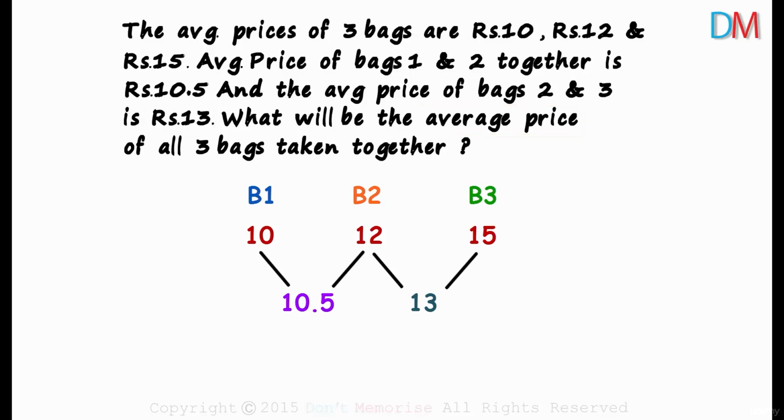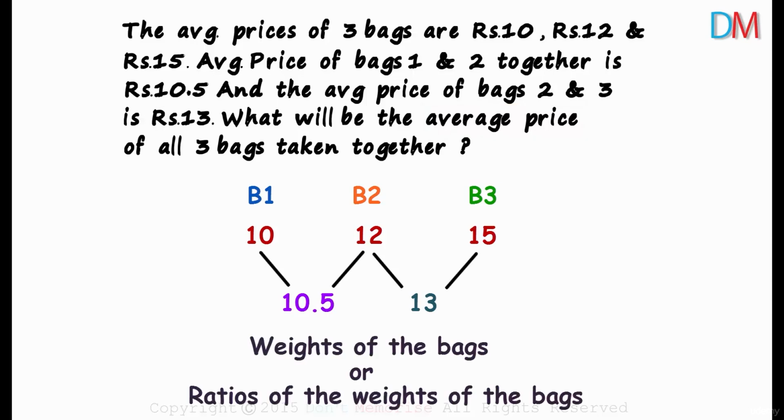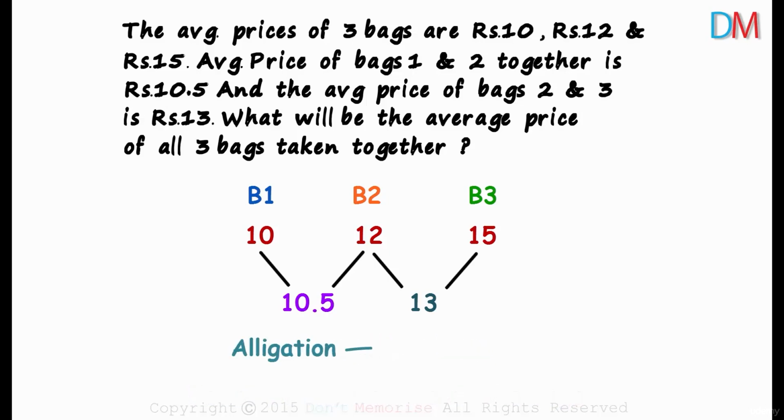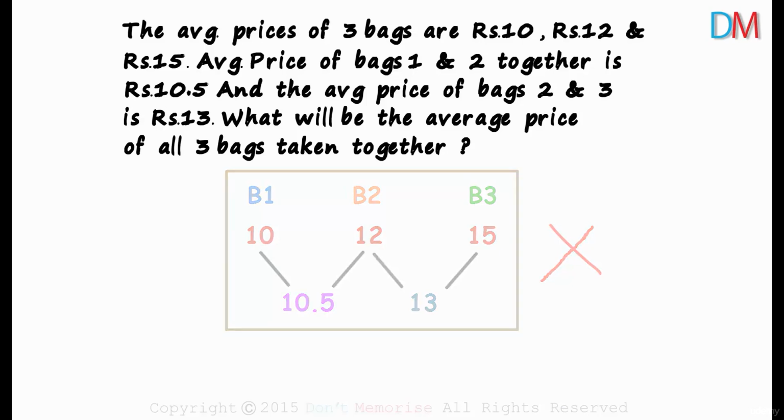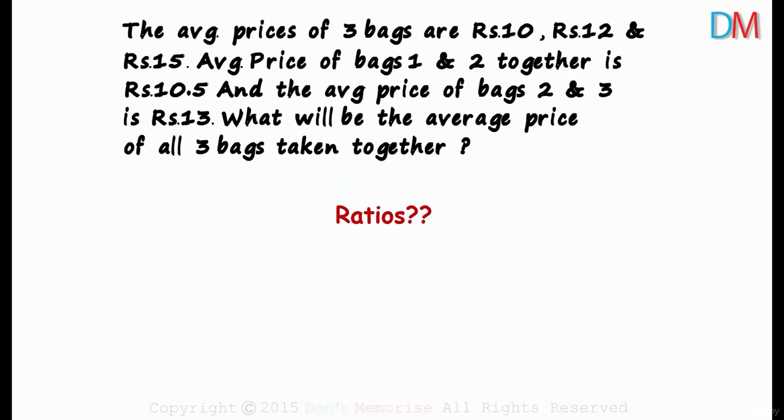Now to find the average price, we need to find the weights of the bags or the ratio of the weights of the bags. And don't forget, allegation works only for 2 quantities. We cannot write it like this for 3 quantities. It won't work. So how do we find the ratio of the weights of the 3 bags?